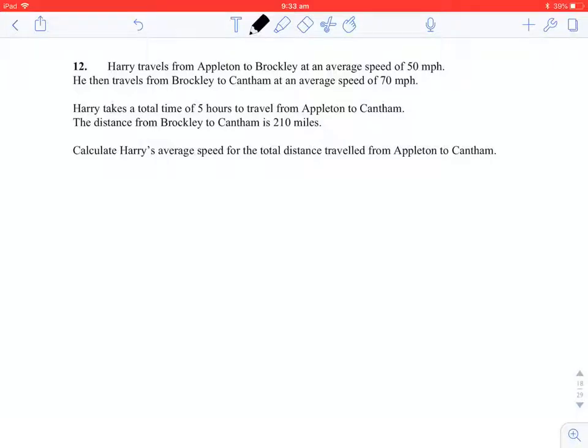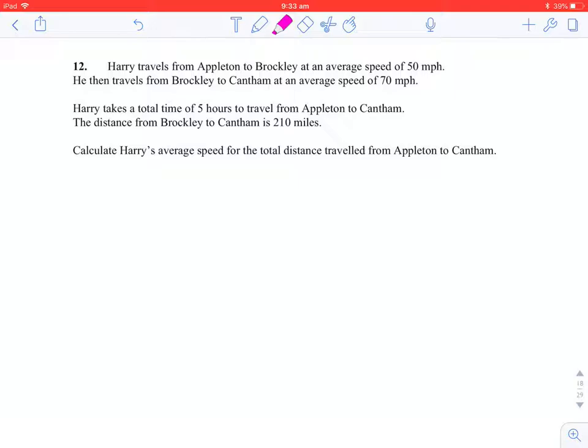Question 12. Harry travels from Appleton to Brockley at an average speed of 50 miles per hour. He then travels from Brockley to Cantham at an average speed of 70 miles per hour. Harry takes a total time of 5 hours to travel from Appleton to Cantham. The distance from Brockley to Cantham is 210 miles. Calculate Harry's average speed for the total distance travelled from Appleton to Cantham.